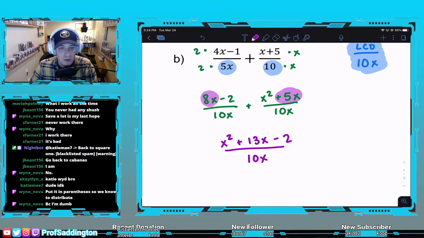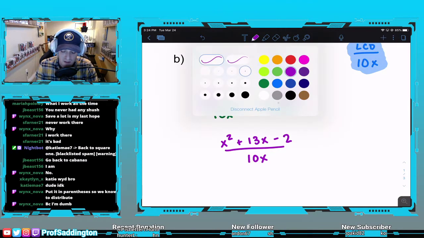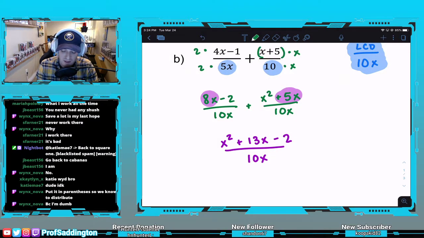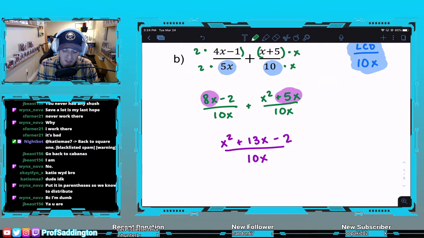Oh, I thought I gave you one that I could factor. I must have did it in the next one. Do you want me to put the parentheses in? Love how Hunter, he's like, put the parentheses in so we know that we need to distribute. Yet he already knows he needs to distribute.